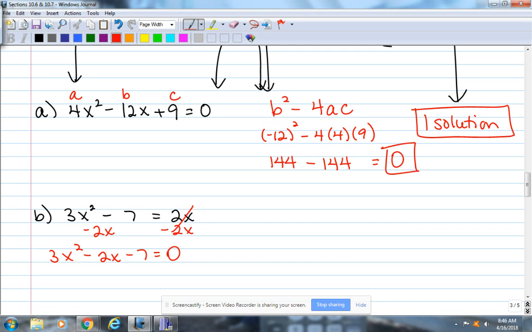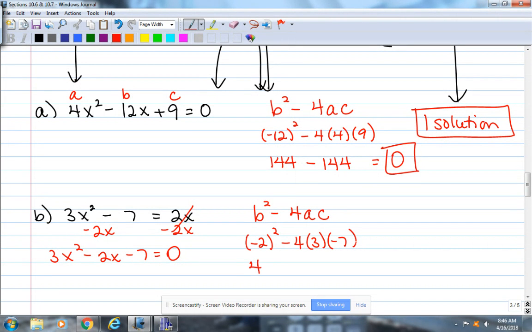All right, then we're going to use b squared minus 4ac and plug them in and get our number. So what is b in this problem? -2. So -2 squared minus 4 times what's our a? 3. What's our c? -7. And all of that gets, well, I'm not dividing. Sorry. That's the discriminant.